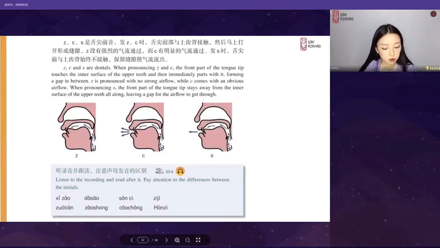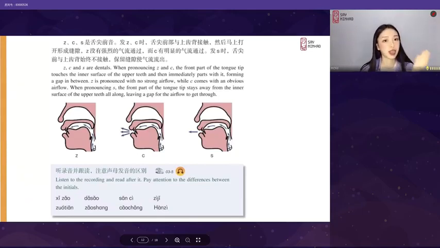Okay, now let's move on to next one. Next one is 滋 and 滋. For these two, they are the same. The position of the tongue is the same. We need to put the former part of our tongue to rise up and touch the back of our upper teeth. And then the difference between zi and ci is the air too.